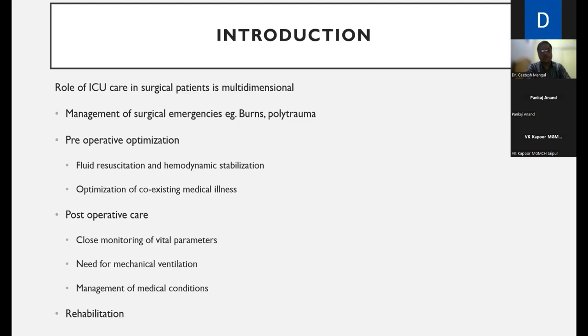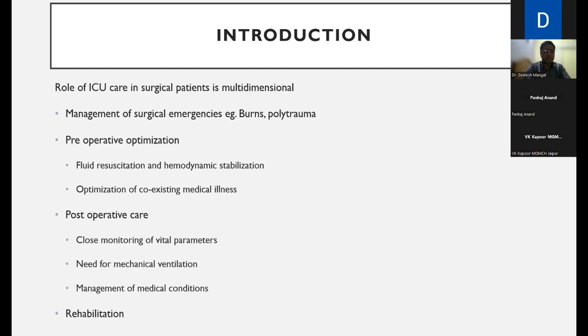optimization of the patient. So many patients are brought to ICUs before they are taken up in OT for preoperative optimization, like any acute abdomen patient. And there is a role in optimization of coexisting medical illness. So these patients, before being taken up for an emergency or a major surgery, may need to be optimized in the ICU for a couple of days.